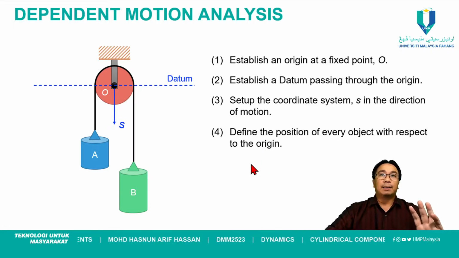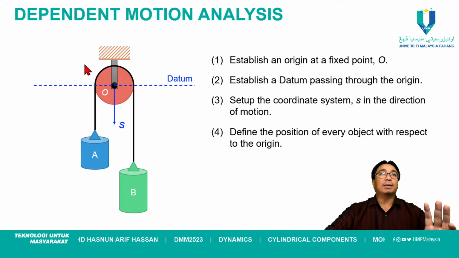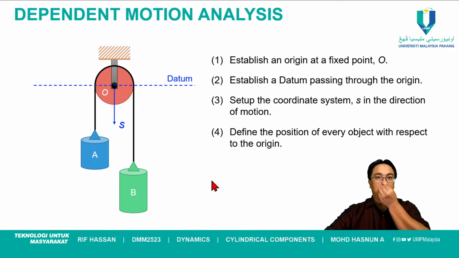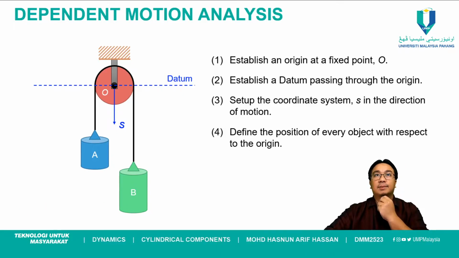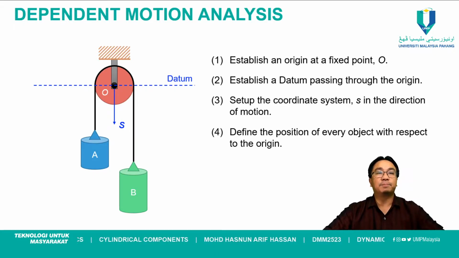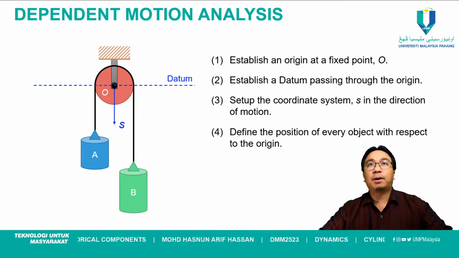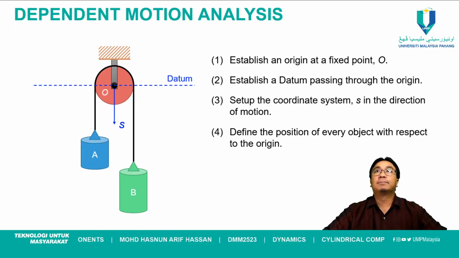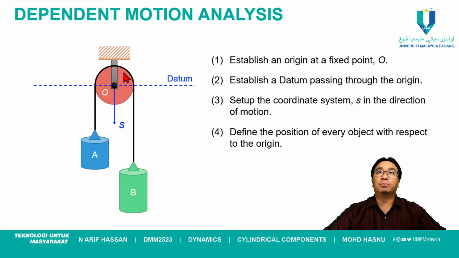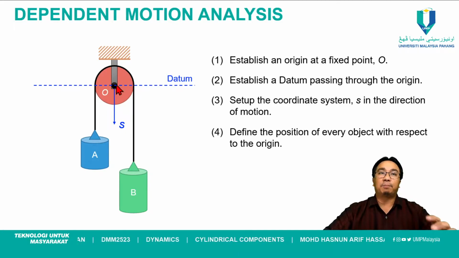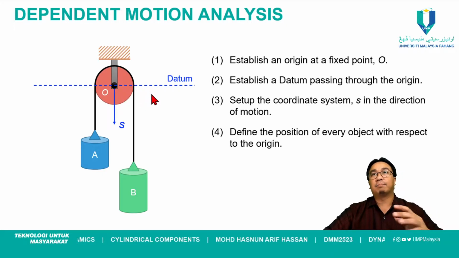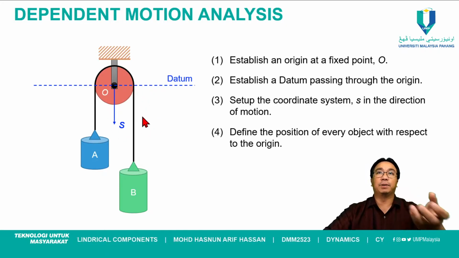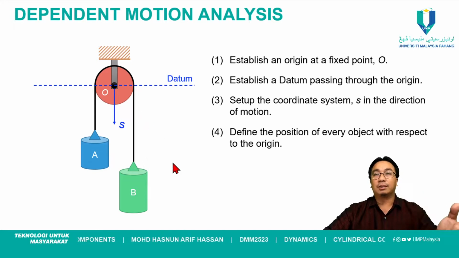Okay, dalam gambar ini ada berapa objek? Ada berapa objek? Tolong jawab. Berapa objek ada dalam gambar ini? 3 objek termasuk puli kan? Okey, tapi puli ni bukan something yang kita nak tahu berapa speed dia, so berapa velocity dia ataupun acceleration.